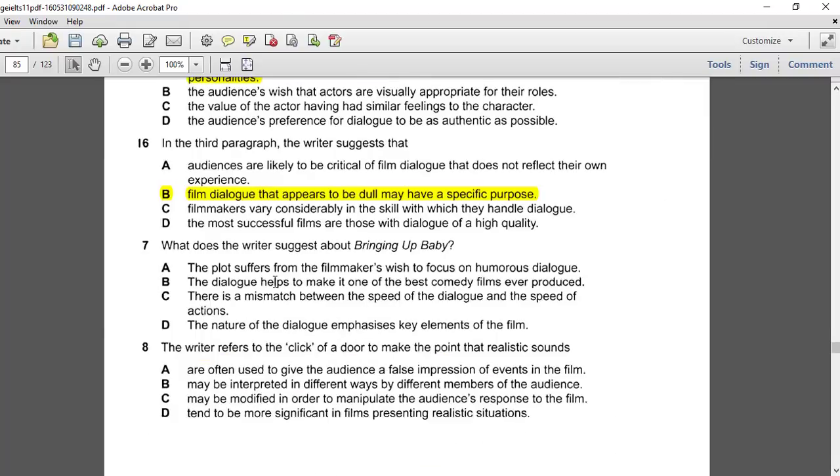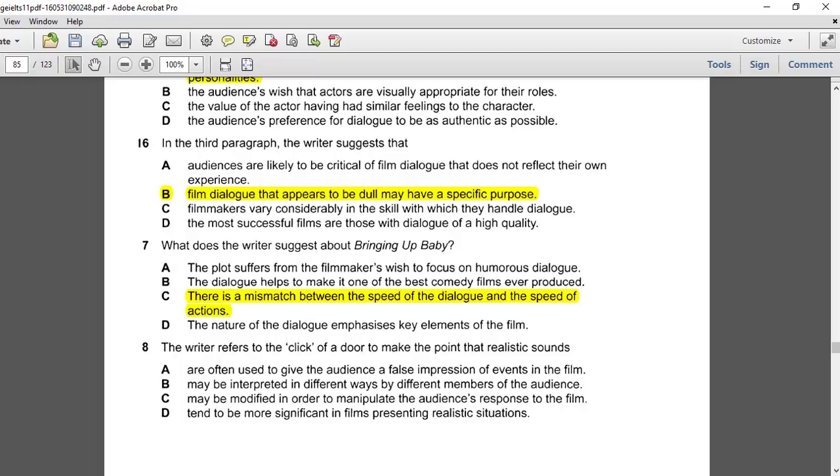What does the writer suggest? The plot suffers from the filmmaker's wish to focus? No. The dialogue helps to make it the best comedy film? No. There is a mismatch between the speed of the dialogue and the speed. Yes, very true. This is what actually was said in the paragraph. There was a mismatch, and he said the audience was jumping from gag to gag, from conversation to conversation. So I think it's number C.